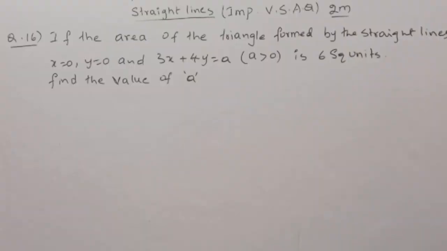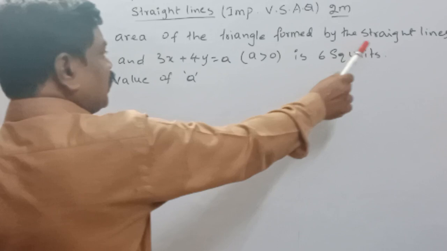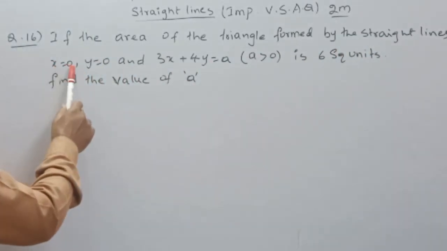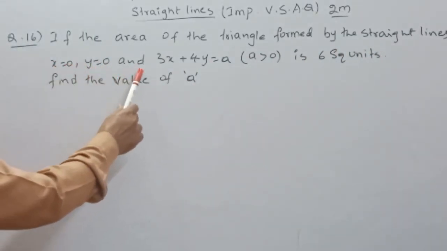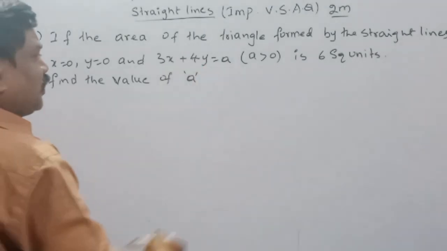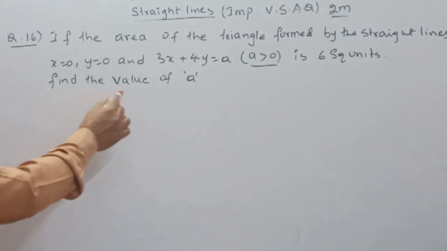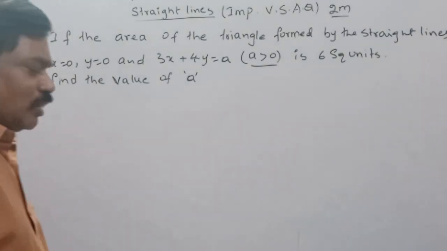Dear viewers, we have one more problem from straight lines. Important, very short answer questions. If the area of the triangle formed by the straight lines x equals 0, y equals 0 and 3x plus 4y equals a, where a greater than 0, is 6 square centimeters, find the value of a.